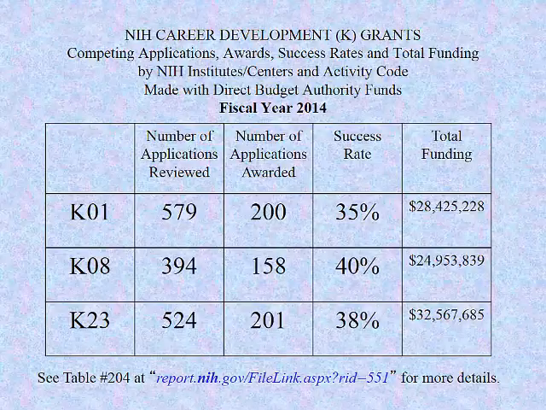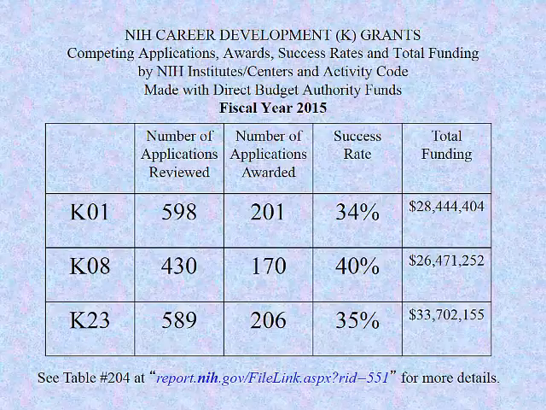And then this is 2014. K23s are looking better. We're almost at 40%, right? And the other ones look slightly better. But then, a little dip in 2015, and my understanding is the success rate in 2016 is looking higher again. So, if you're a K23, you're around a 35-40% chance, okay?